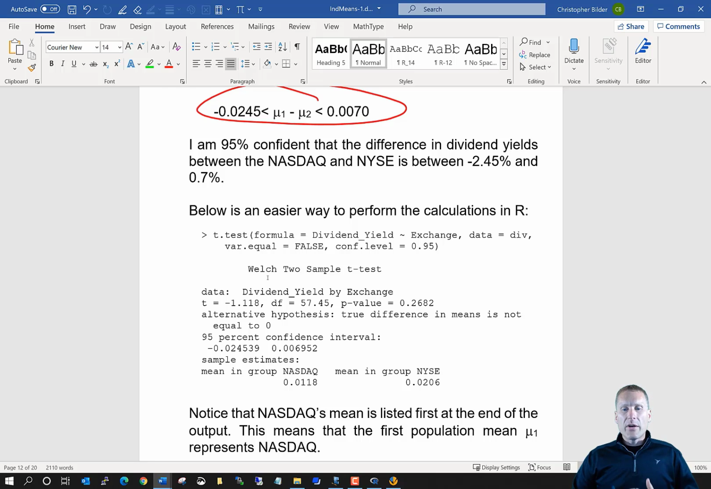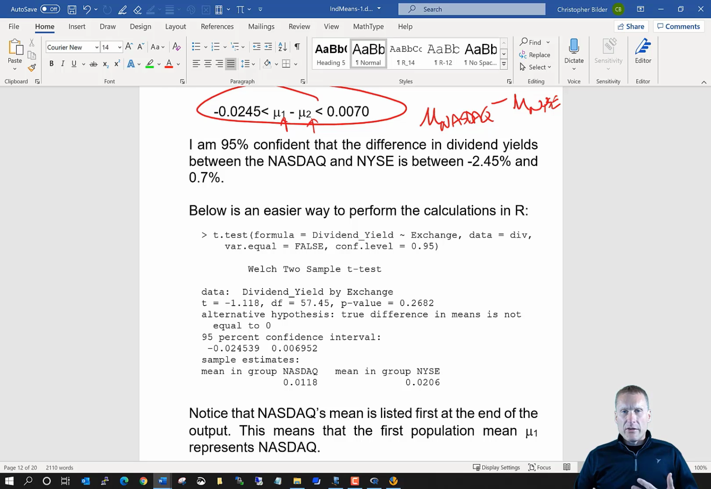Now, one thing you always have to be careful about when you do something like this with an interval is to make sure it's clear what the 1 and the 2 represent. One way to avoid that problem is to put mu NASDAQ minus mu New York Stock Exchange. It's a little bit less formal, but at least it's more descriptive. So that's another way you can write it out.